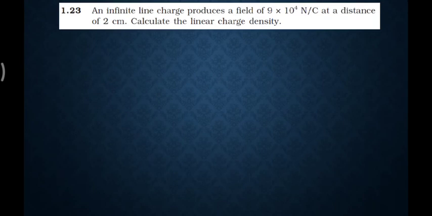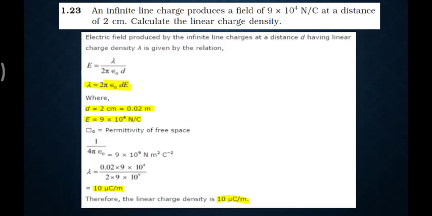1.23, one more example is left, then after that you can take a breath. An infinite line charge produces a field. So think about it, one wire you have, infinitely long, generating a field 9 into 10 to the power 9 at a distance of 2 centimeter. So find the line charge density. Line charge density is lambda. Lambda is equal to q upon L.